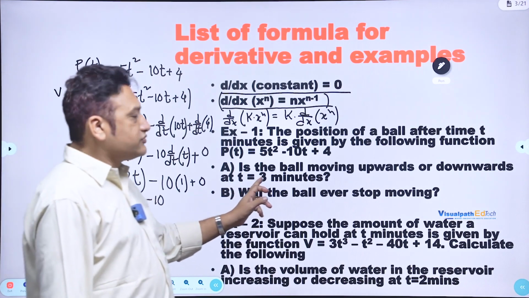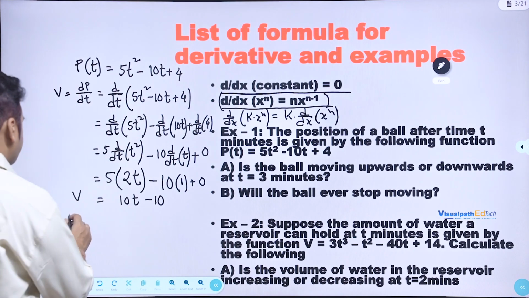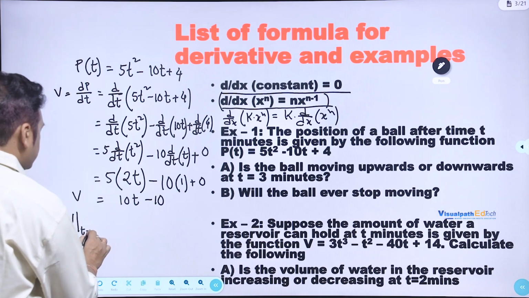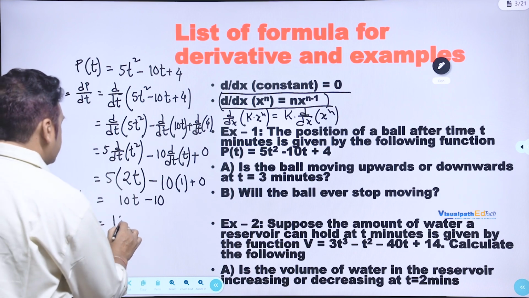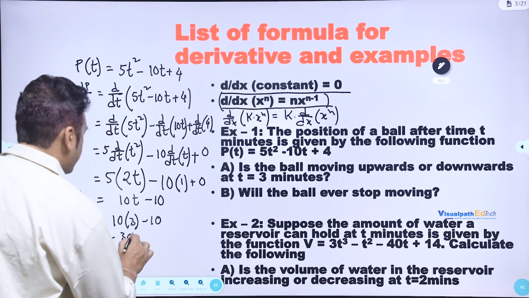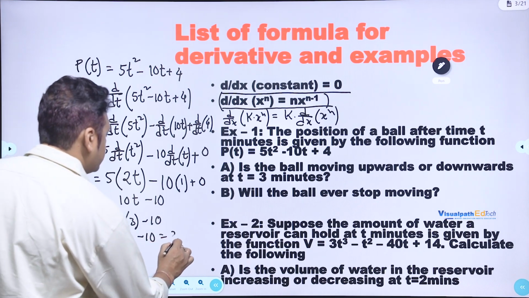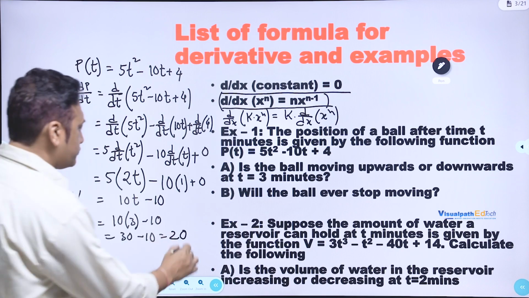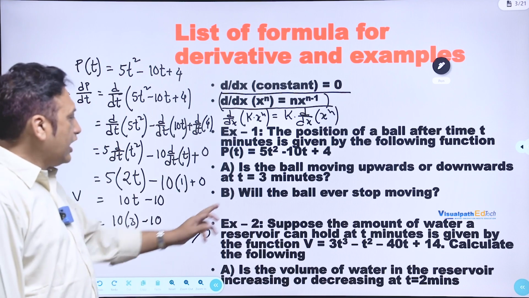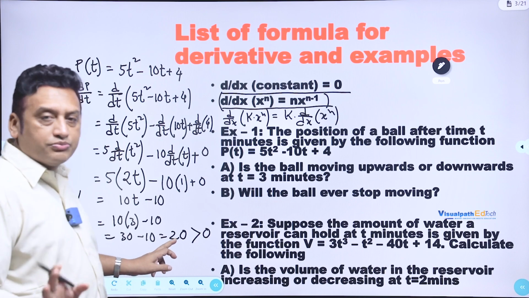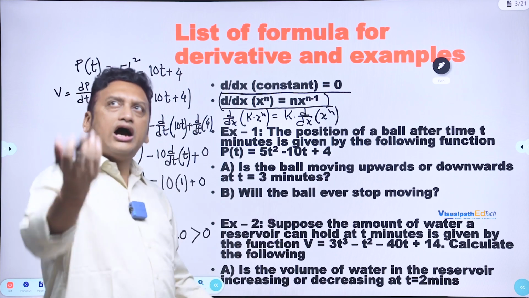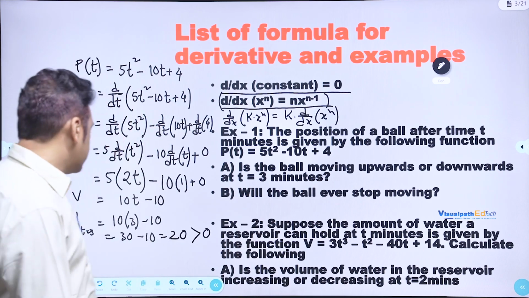Now, if we calculate the velocity at t is equal to 3, then what will be our answer? So, velocity at t is equal to 3 will give us 10 into 3 minus 10, which is equal to 30 minus 10, which is equal to 20. 20 is positive, so we can write it greater than 0. It is positive. So, since the velocity at time t is equal to 3 has come out to be positive, therefore, we can very safely conclude that the ball is moving upward at t is equal to 3 minutes. So, that is what we are going to write.